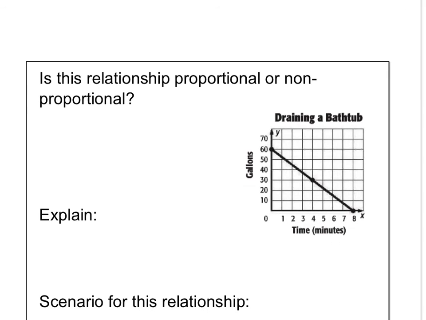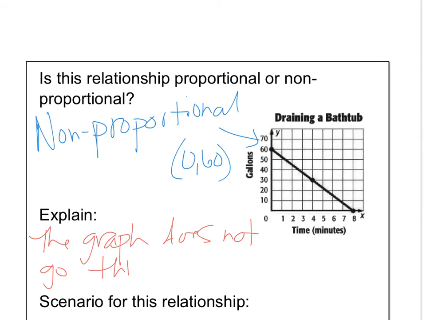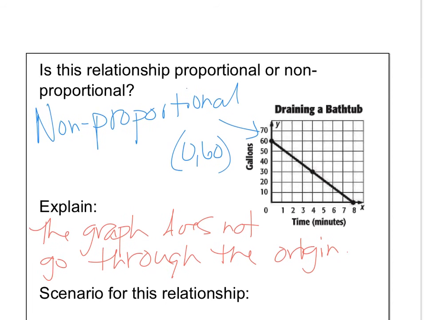First thing I notice is this graph starts up here at 60, so it has an ordered pair of 0, 60. So right away, I know that I'm not going to write the word no. I'm going to write that this is a non-proportional relationship. And my explanation is going to be the graph does not go through the origin. Simple as that. It's obvious to me that it doesn't.